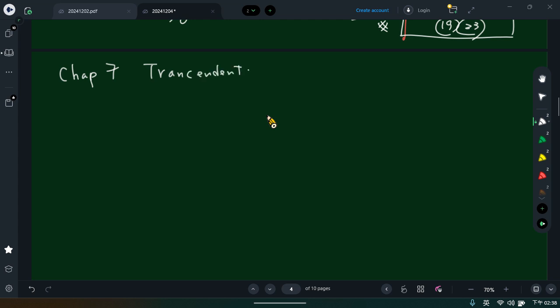So for chapter 7, we will talk about the transcendental functions. In Chinese, transcendental function is normally translated as 超越函数. Maybe we already know algebraic functions.